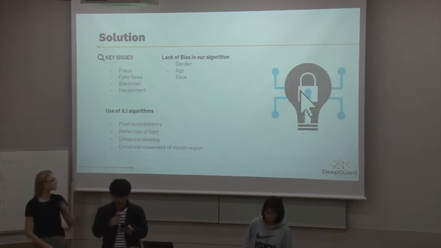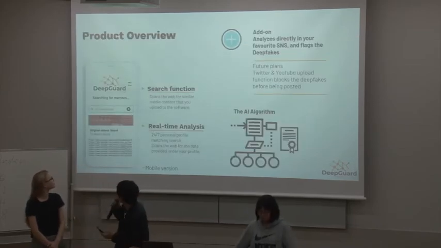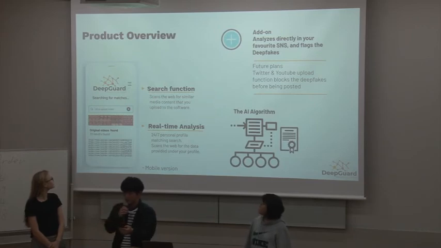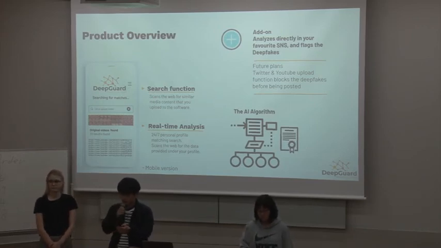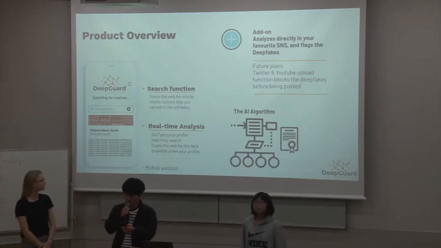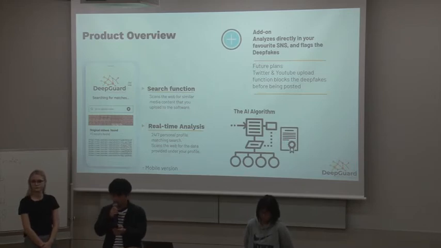Next slide, please. Now onto our product overview. Here you can see a mobile version of our software, which allows for easy access to individuals. Our software has two versions, a free version and a paid subscription-based version. The free version will allow you to scan the web and will cross-reference any photos you upload.